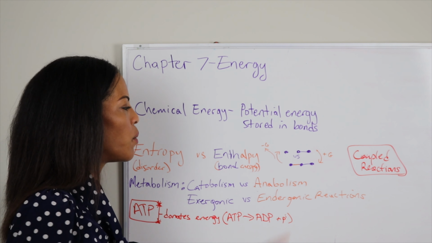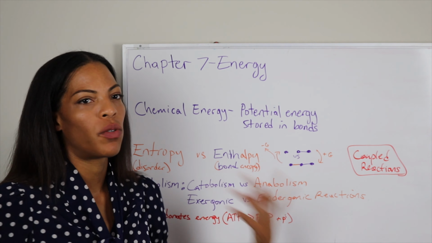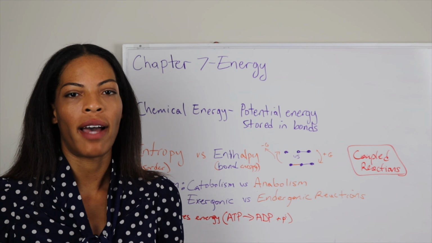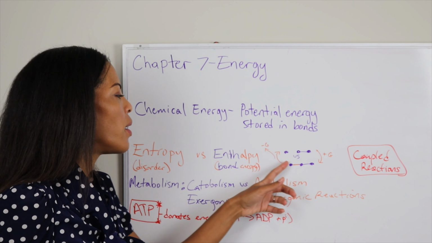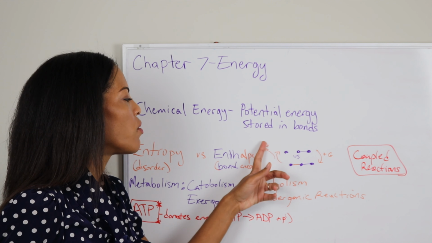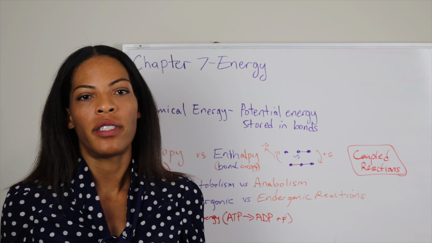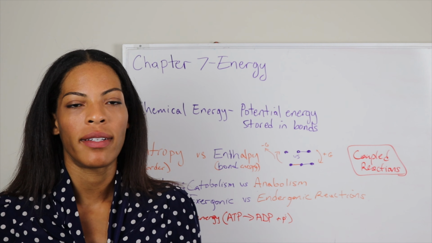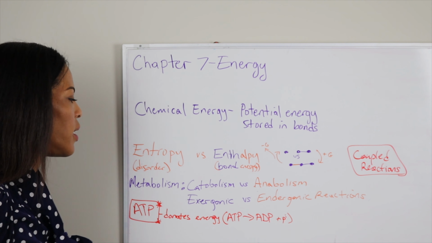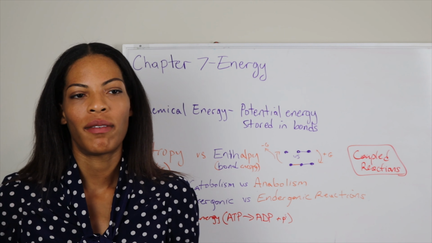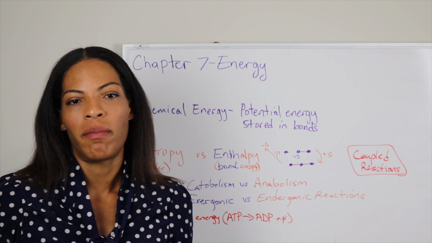Now, this energy, once it's used to form a bond, that energy becomes stored in the bond. And that's where we have higher enthalpy or higher bond energy. And once the bond breaks and the energy is released, now you have less bond energy because the energy is released to the surroundings. This free energy can be used or understood further in relationship to metabolism.